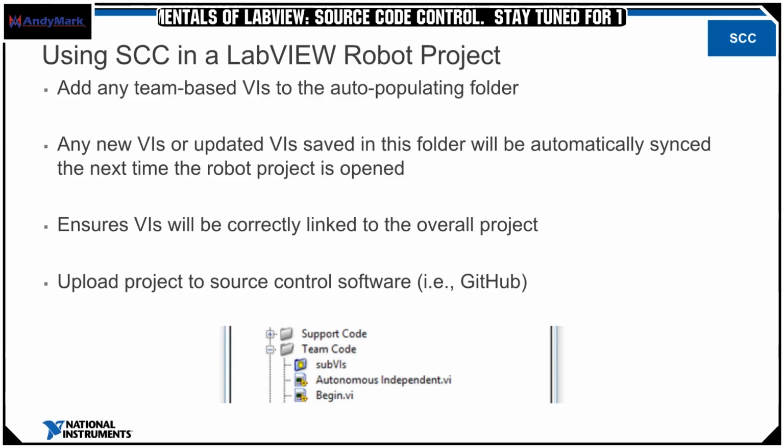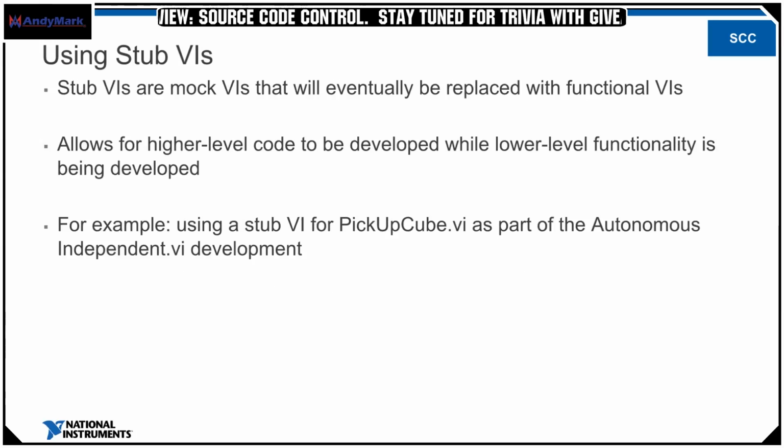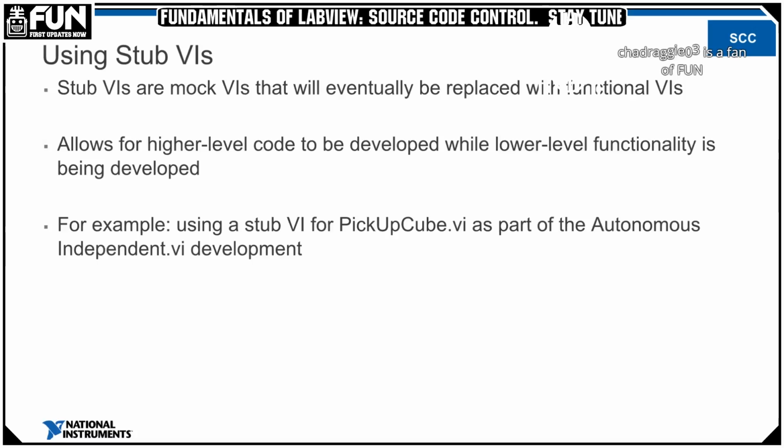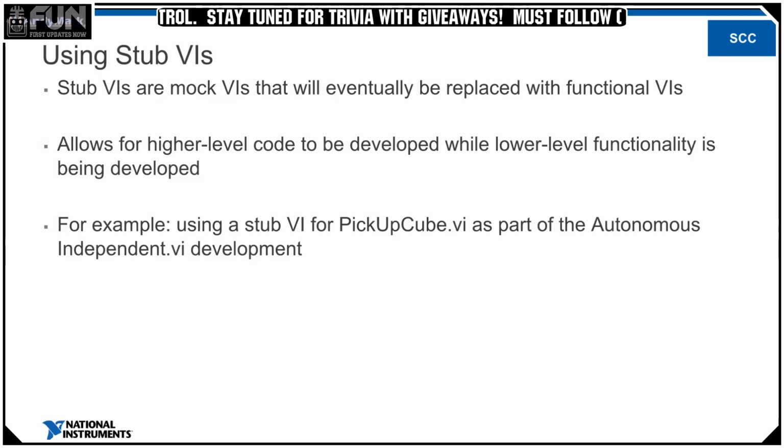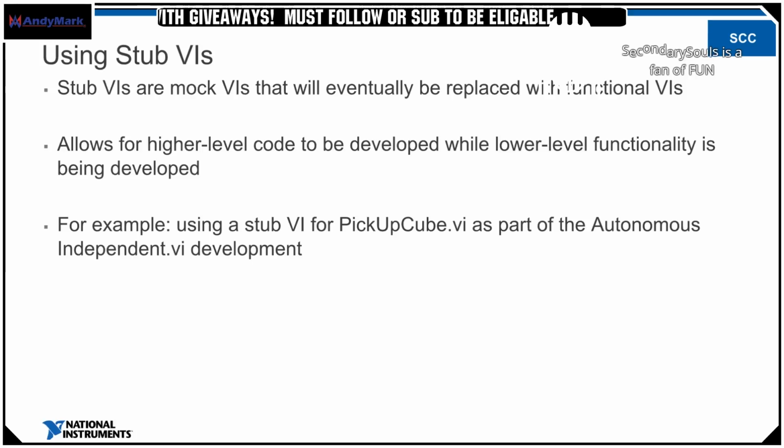One other thing that can be really helpful, especially when working with a standard LabVIEW Robot project, is to use Stub VIs. Stub VIs are mock VIs that will eventually be replaced with VIs with functionality in them. They really allow you to build up higher levels of code without needing the low-level functionality yet. So for example, you could use a Stub VI for pickup cube as part of the autonomous independent development because you might not have developed what actually goes in pickup cube yet. You might not know how many motors you have.